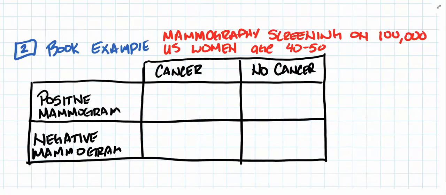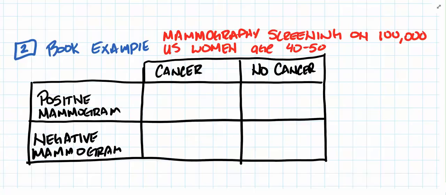Our book gives us this example of empirical probability, which we're going to discuss and go over right now. This is some information that comes from a book. I like to cite the source that they gave us. They give us the mammography screening on 100,000 U.S. women of ages 40 to 50. So we have this screening that happens for women of the ages 40 to 50.